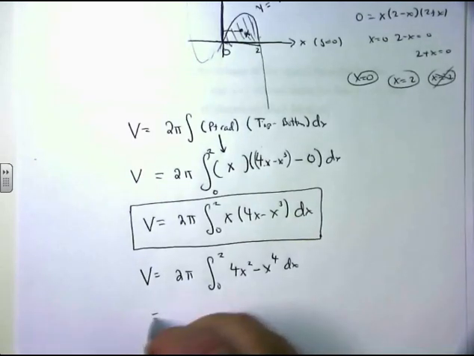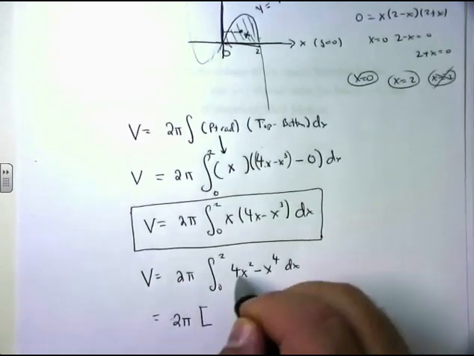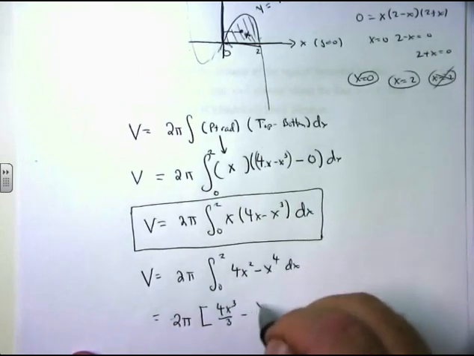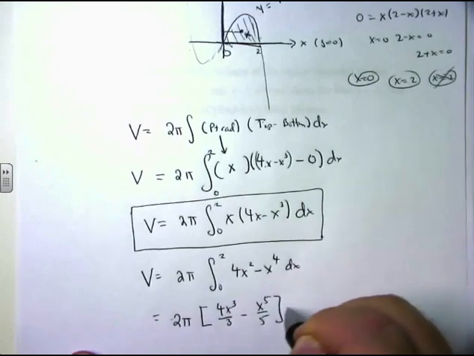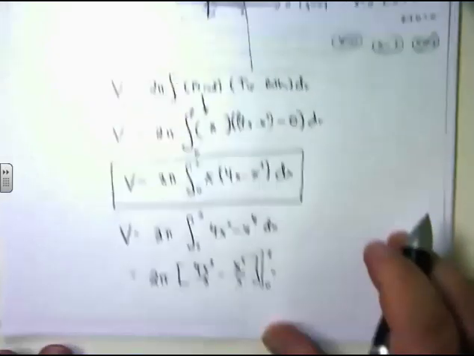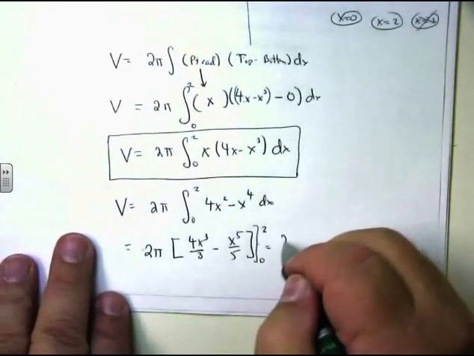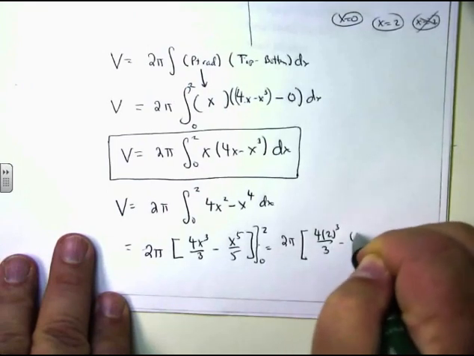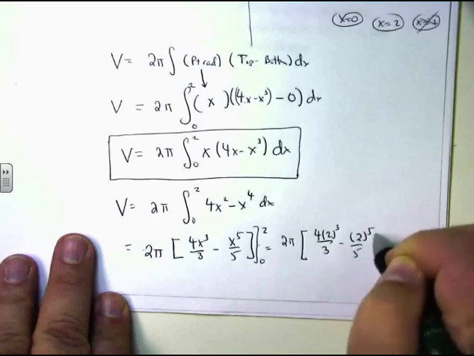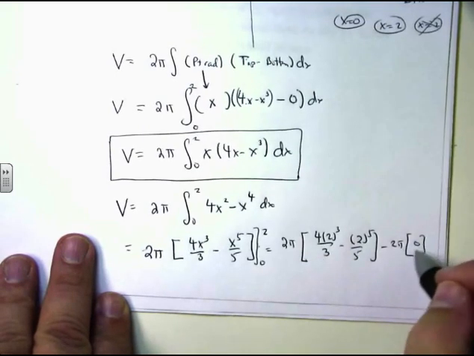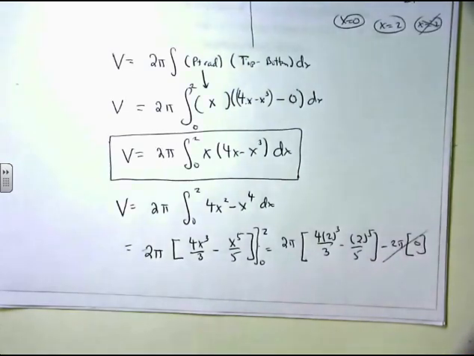And now I integrate it, leaving my 2 pi out front. Integral of 4x squared is 4x cubed over 3, minus integral x to the fourth is x to the fifth over 5. And I evaluate from 0 to 2. And then I use the fundamental theorem of calculus. I plug in top. That'll be 4 times 2 cubed over 3 minus 2 to the fifth over 5. Minus 2 pi, plug in bottom, but when I plug in 0, just pretty much go ahead and get 0 there. So now all I've got to do is crunch this thing out.